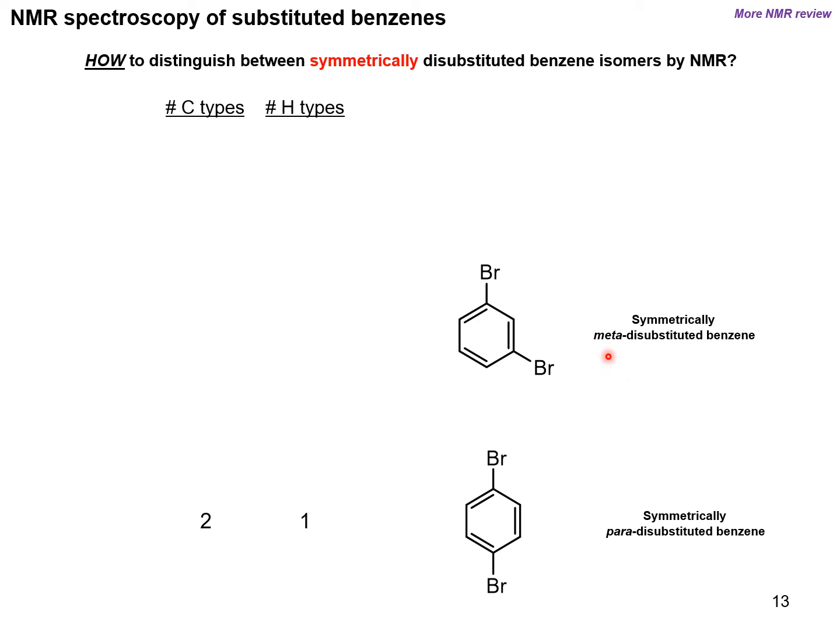Moving to the 1,3 or meta-disubstituted benzene, so this is the para-disubstituted, this is meta-disubstituted. In this case, this is definitely a unique carbon and hydrogen. This is as well, and this is as well. And in terms of carbon, we have 1, 2, 3, 4 types of carbon, and we have 1, 2, 3 types of hydrogen.